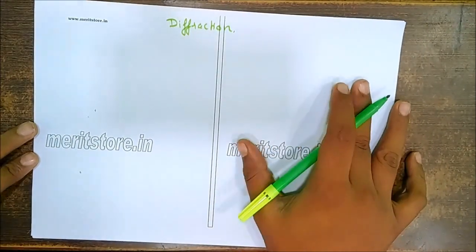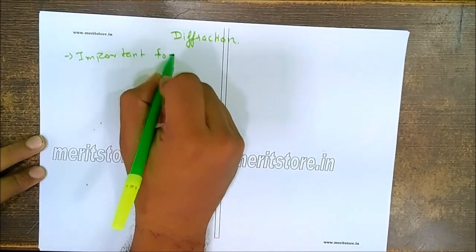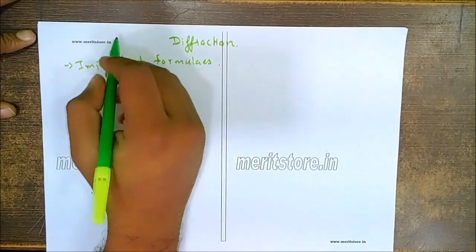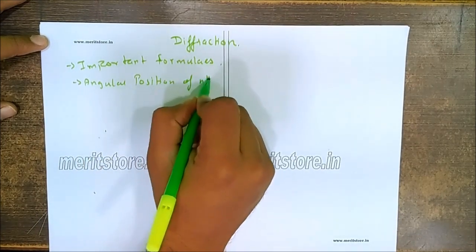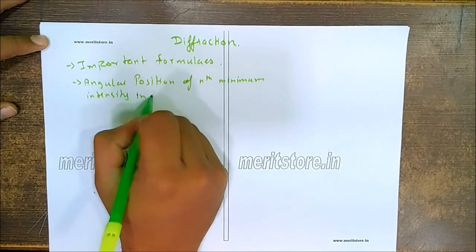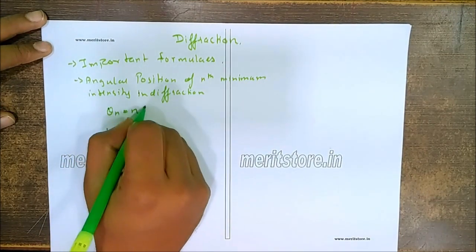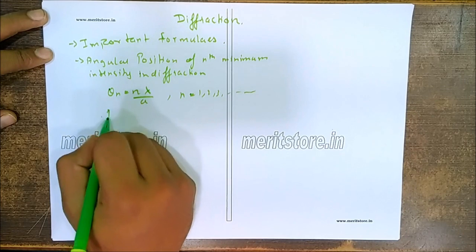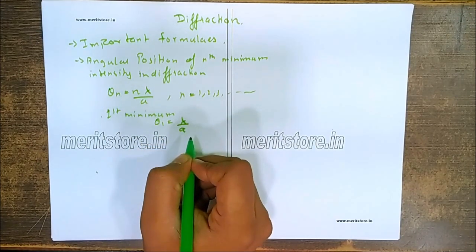So diffraction now. The first important formula is the angular position of nth minimum intensity in diffraction due to a single slit. Theta n is equal to n lambda upon a, where n is equal to 1, 2, 3 and so on. Say if it is first minimum, theta 1 is lambda upon a, and second will be 2 lambda upon a and so on.